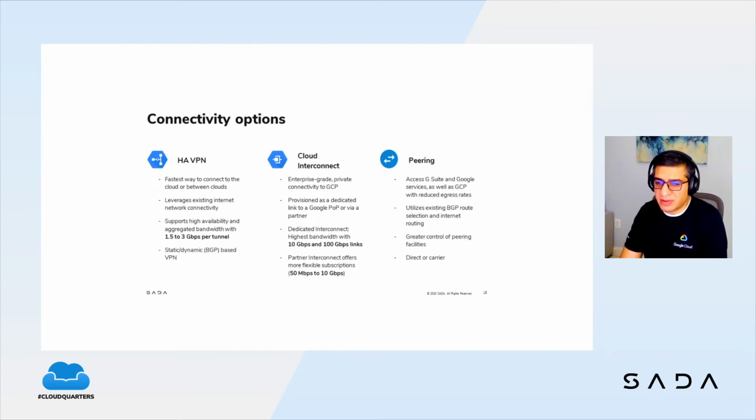This is really common to access Google public services like Workspace or our Gmail service. All of these services can be accessed over peering instead of the internet.